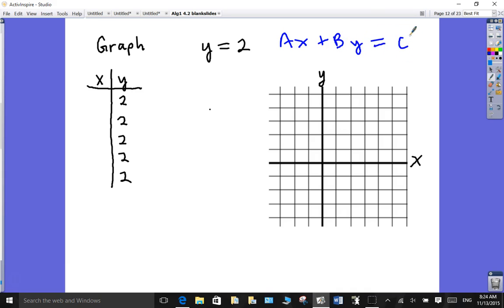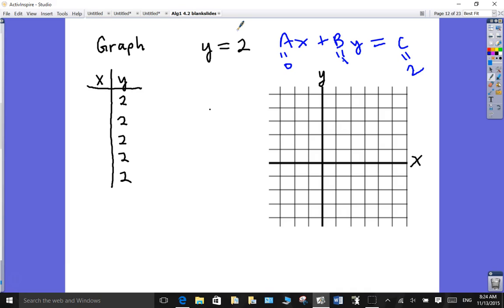What is the value of a? If it's 0, that's why you don't see the x, right? Our a is 0. And what is our b? 2? Nope. B is the coefficient of y. If you don't see a coefficient, what is it? It's 1, right? And our c is 2. The constant on the other side is 2. So this is a standard form of equation of a line, y equals 2.